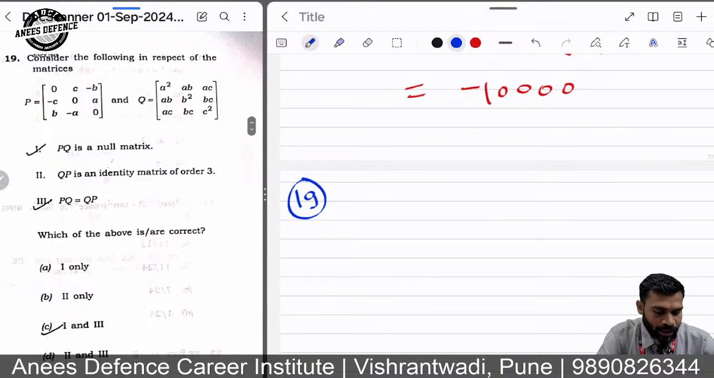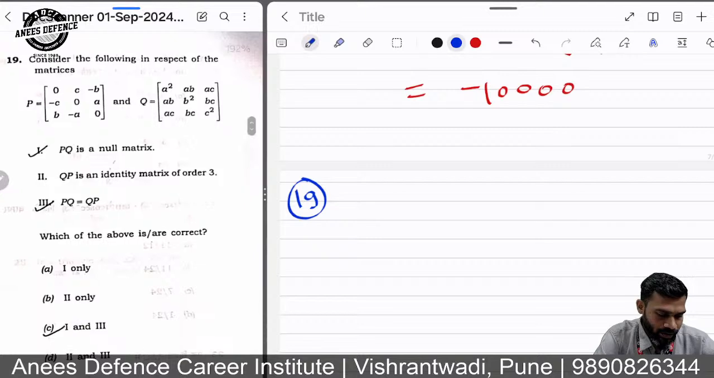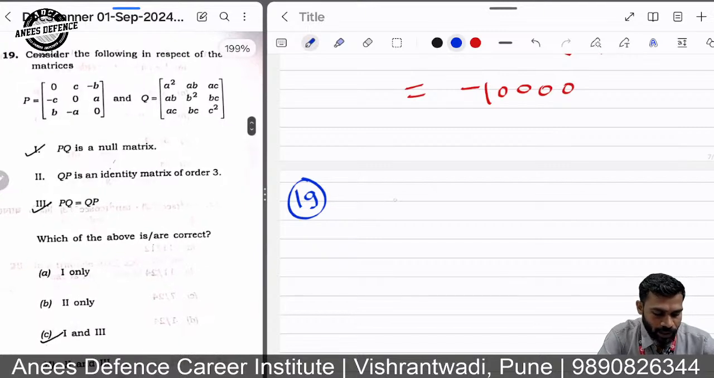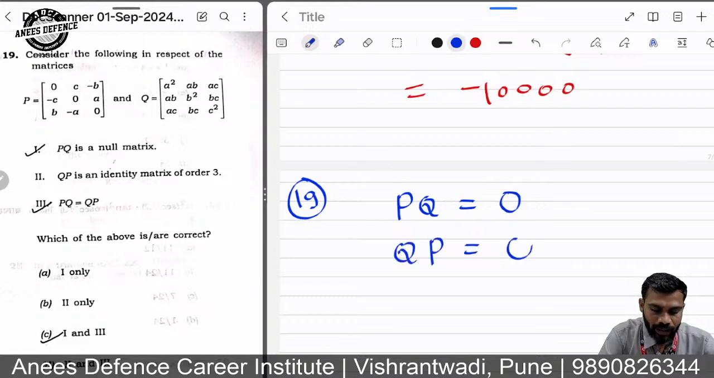We have got P and Q. These are the two matrices. If you multiply PQ, of course, you will get a null matrix, zero matrix of the same order, 3 by 3. Similarly, if you multiply Q and P, you will get again a null matrix. So it means the first and third statements are correct because PQ is null and QP is also null, but QP is not an identity matrix. So therefore, first and third will be correct. C is the right answer.